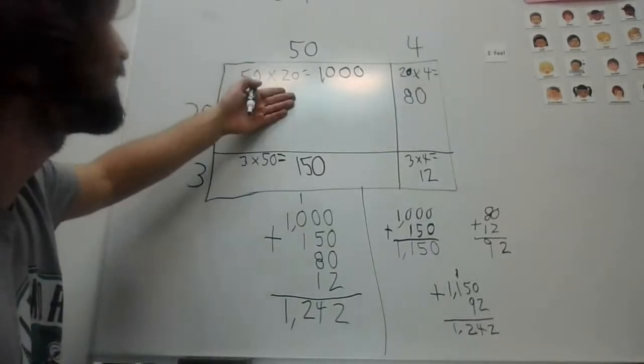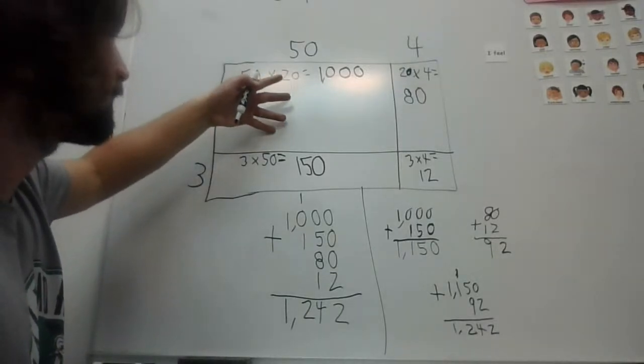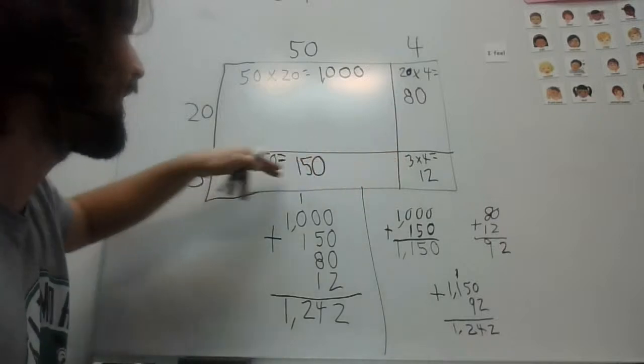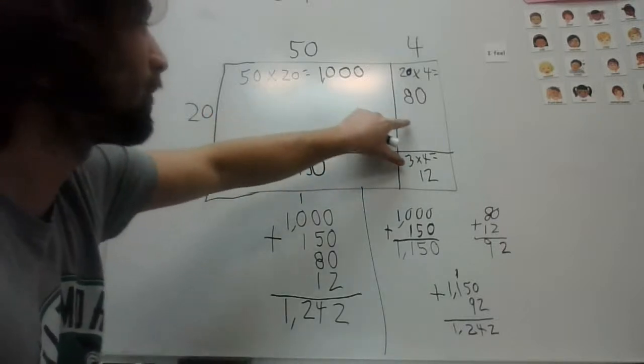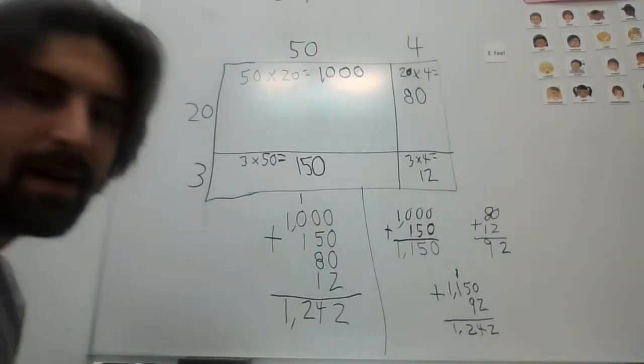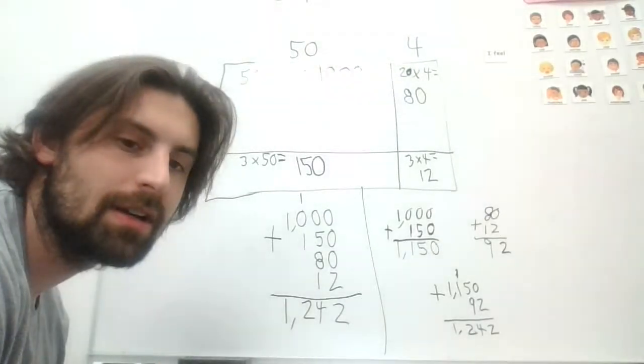You multiply. You break the number down into 4 different parts. You multiply each part, and then you add the 4 different multiplication problems together to get your final answer. So that is my video on the area model.